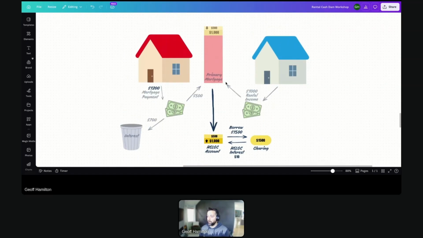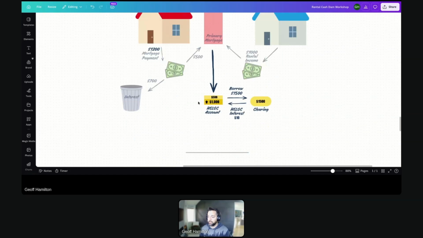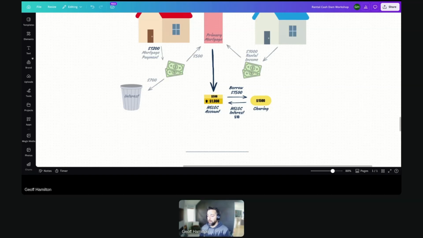Now we're going to represent the HELOC growing. So we've made this $1,500 worth of payments towards the principal of our primary mortgage. With that, our HELOC amount is going to grow by the same amount, $1,500. So now we have $1,500 available in our HELOC. Okay. What we're going to do is we're going to borrow that full $1,500 in this case.